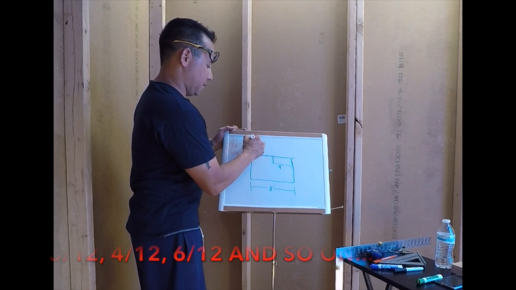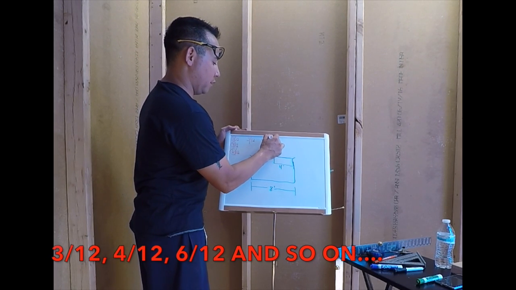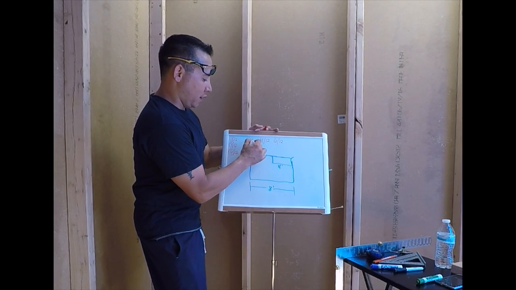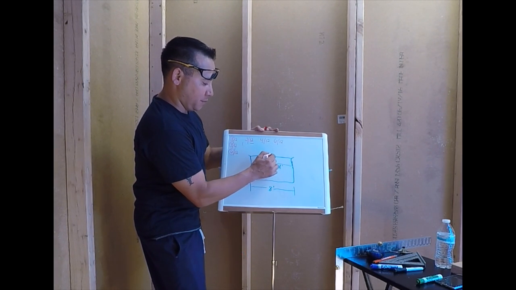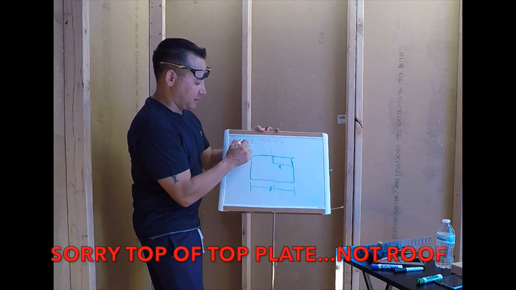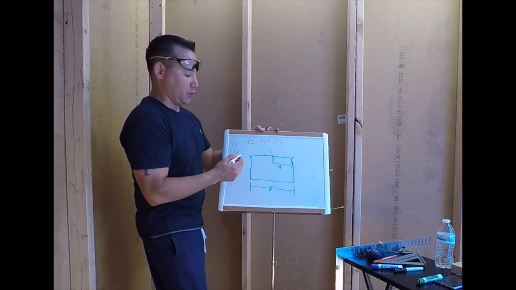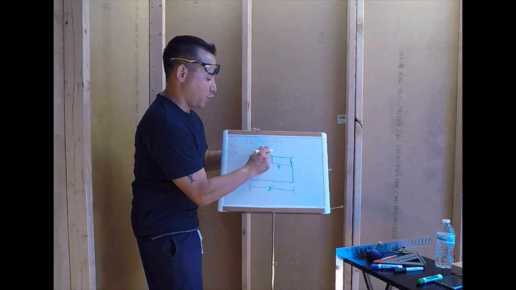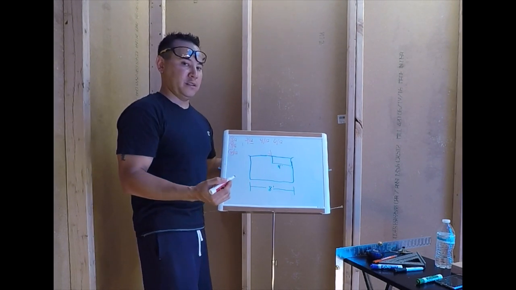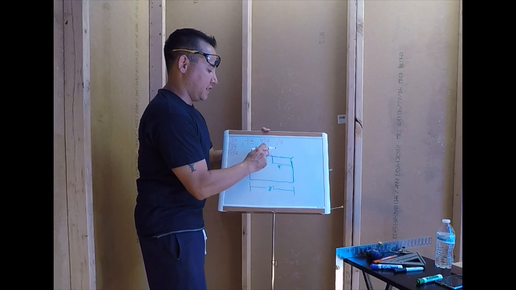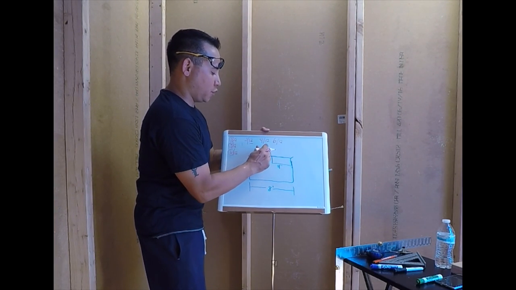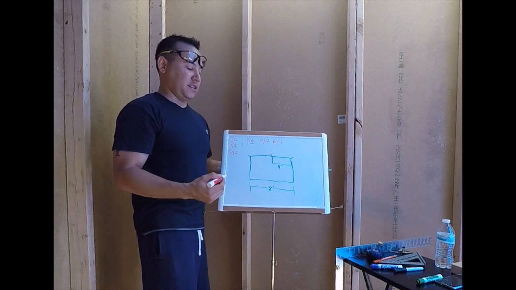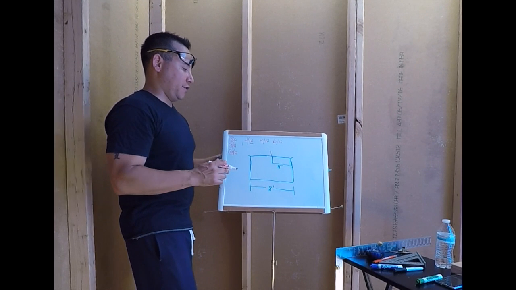What do these numbers mean? 3/12, 4/12, 6/12. What these numbers mean is for every 12 inches, the rise, which is going to be right here on top of your roof, is going to rise up 3 inches if we're using a 3/12 pitch. If we're using a 4/12 pitch, the rise for every 12 inches is going to go up 4 inches. It's pretty simple. For the 6/12, for every 12 inches, the rise is going to go up 6 inches. It's pretty simple to figure that out.